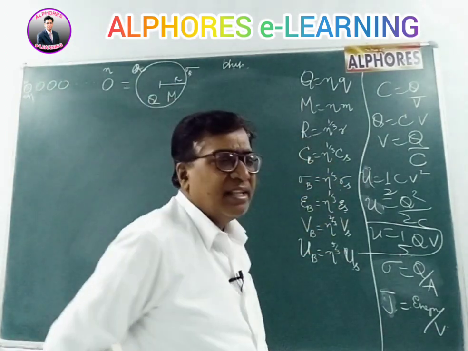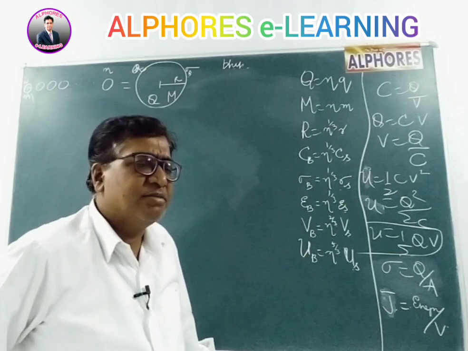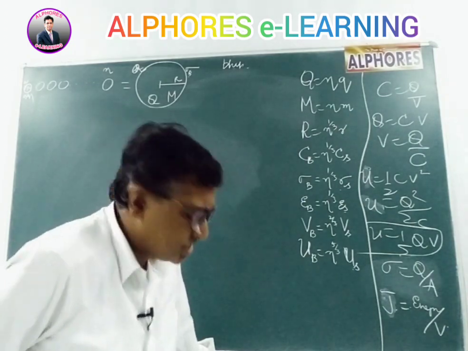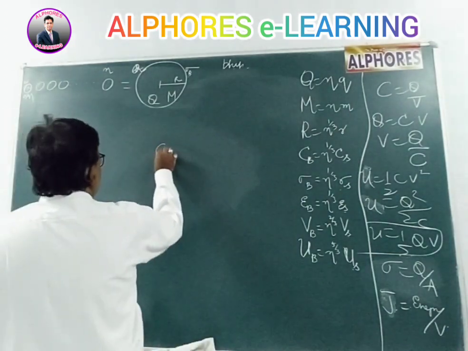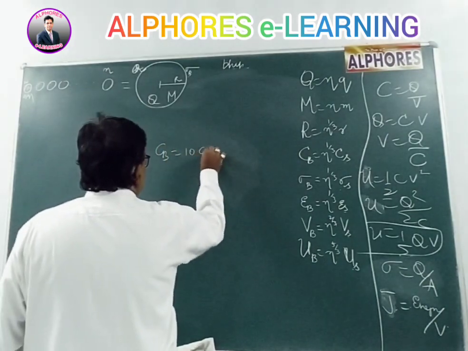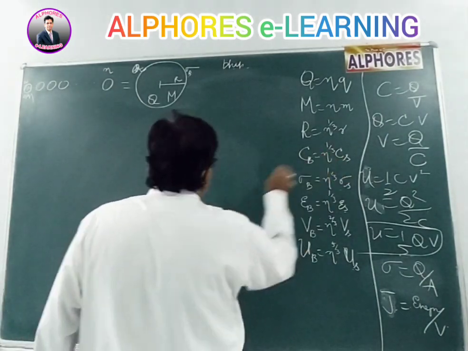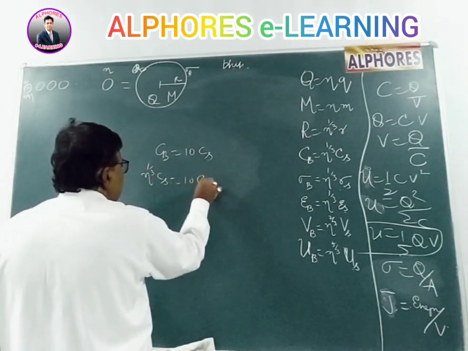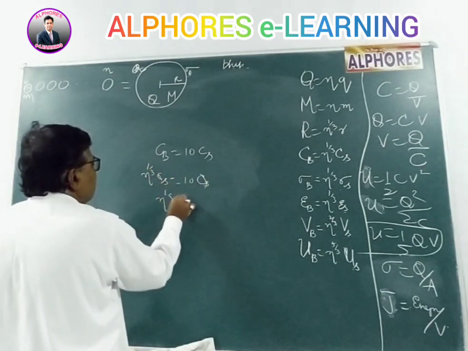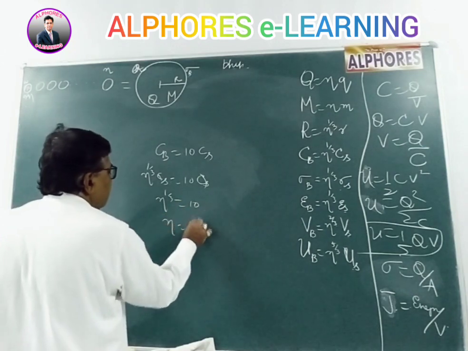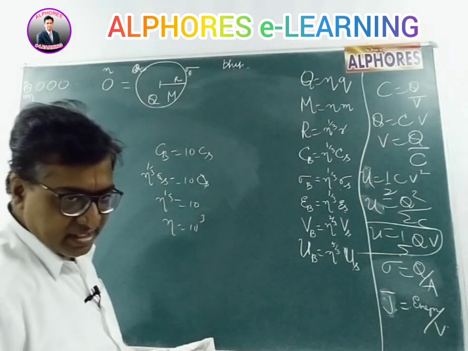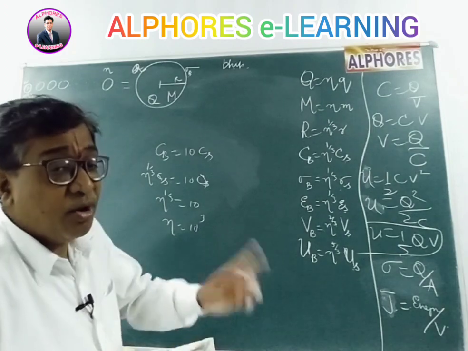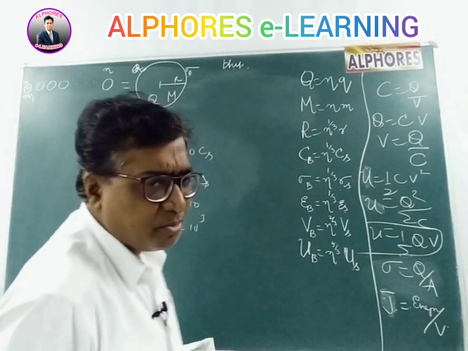Suppose he says the capacity of the bigger drop is 10 times the capacity of the smaller drop, then how about the potential? Given capacity of the bigger drop is 10 times capacity of the smaller, but C big is n power 1 by 3, C small. So it's n power 1 by 3, C small is 10 into C small, C small cancels. So n power 1 by 3 is 10, n is 10 cube. Cubing on both sides, you get 1000. Now what he is asking is to find out the potential.